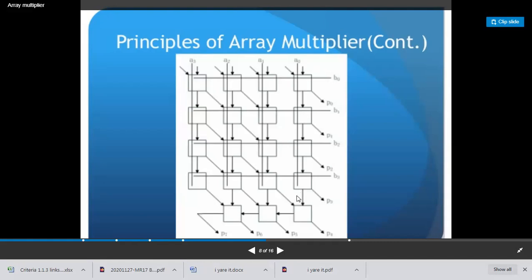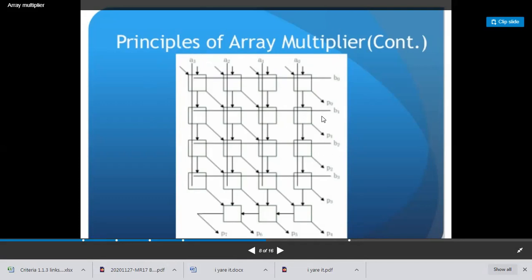A naught bit is given for the entire 4 terms. B naught, b1, b2, b3 are the multiplicand, and A naught, a1, a2, a3 are the multiplier. Okay, this b naught is given for the entire thing. These are the adders' logic, adder diagrams only. See here, in the array multiplier the adders have been increased. Simultaneously, parallelly we can perform the operation in this.